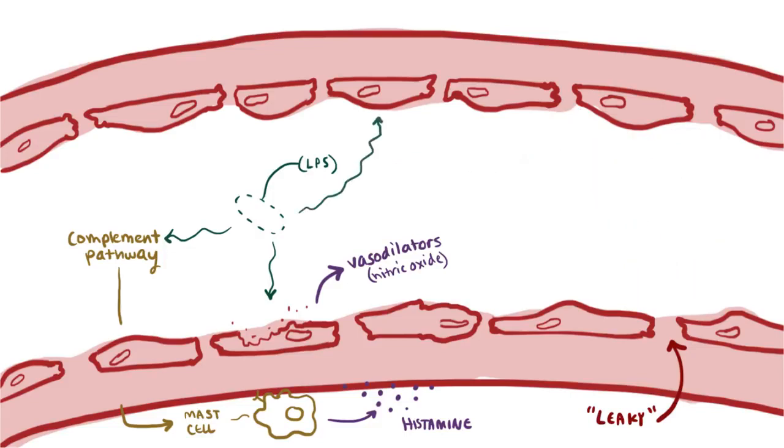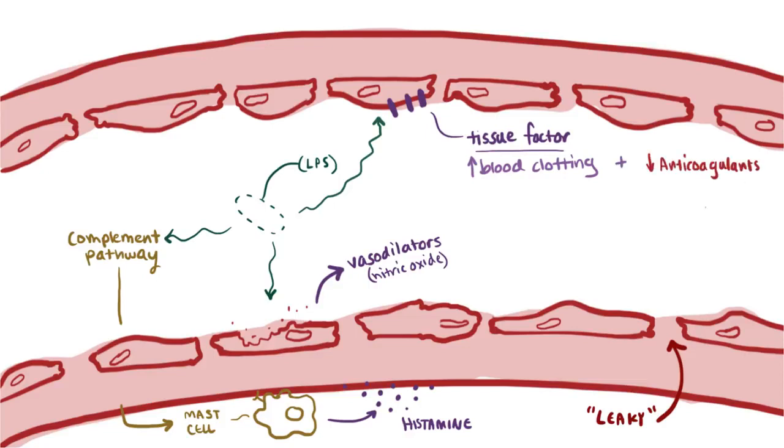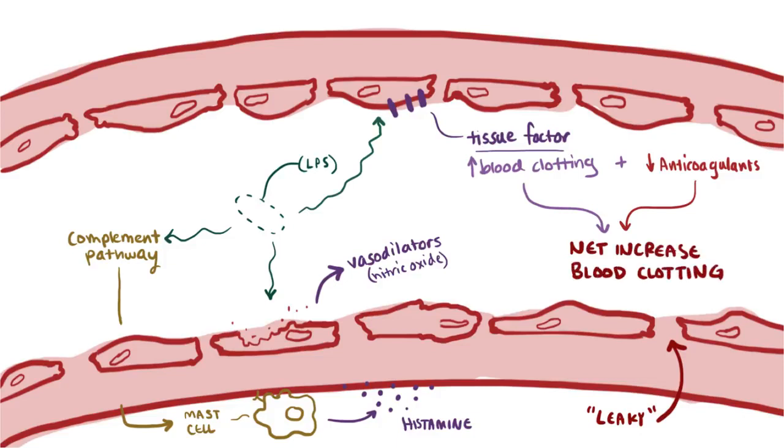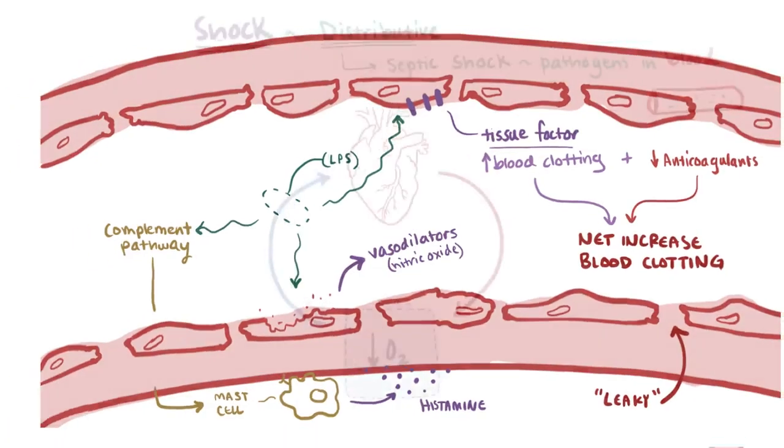Also, endothelial cells express a procoagulant called tissue factor. Procoagulants are molecules that increase blood coagulation, or blood clotting. And this, in combination with an overall decrease in anticoagulants, which usually decrease clotting and seem to be often depleted or used up during sepsis, leads to this net increase in coagulation and clotting in the microvasculature. And of course, clotting and blockages in the blood vessels further decreases perfusion, right?